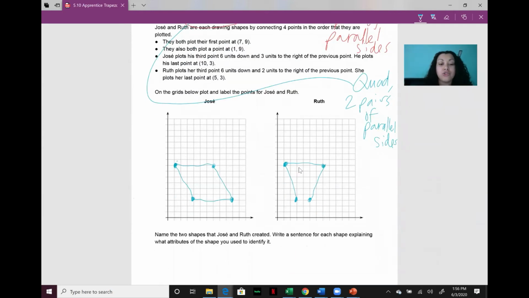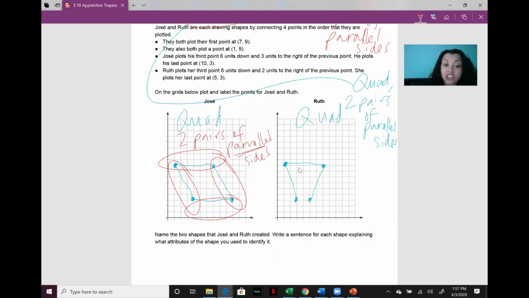It says, name the 2 shapes that Jose and Ruth created. So again, both of these shapes have 4 sides. So we know that they're both quadrilaterals. We can see that Jose's shape has 1 pair of parallel sides and then another pair of parallel sides. So this is 2 pairs of parallel sides. So by definition, this is a parallelogram.